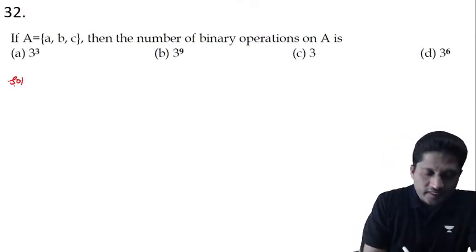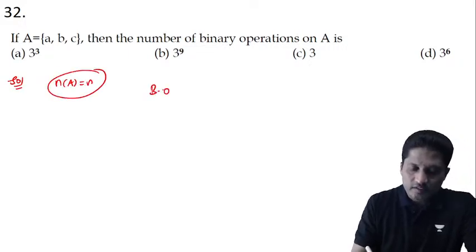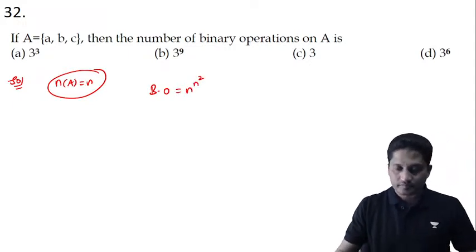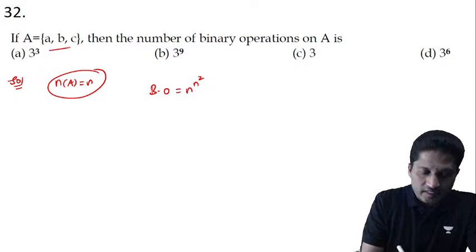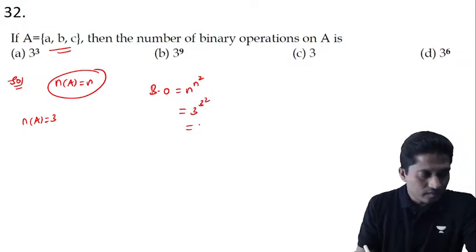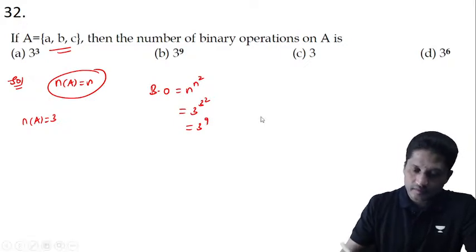See, if a set A contains n elements, total number of binary operations will be equal to n power n square. Now this set A contains 3 elements, n(A) is equal to 3. Total number of binary operations is 3 to the power of 3 square, which is 3 to the power of 9. Answer is option B.